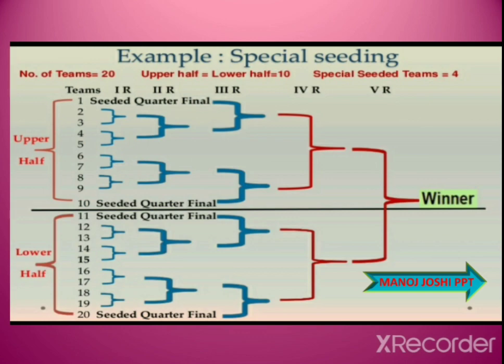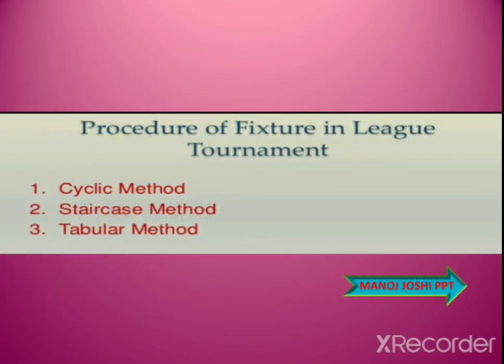So now we will see the procedure of fixture in a league tournament. League tournaments are the tournaments where each and every team plays against each and every other team. So that is a league match. There are three types of fixtures: cyclic method, staircase method and tabular method. So we will discuss these.